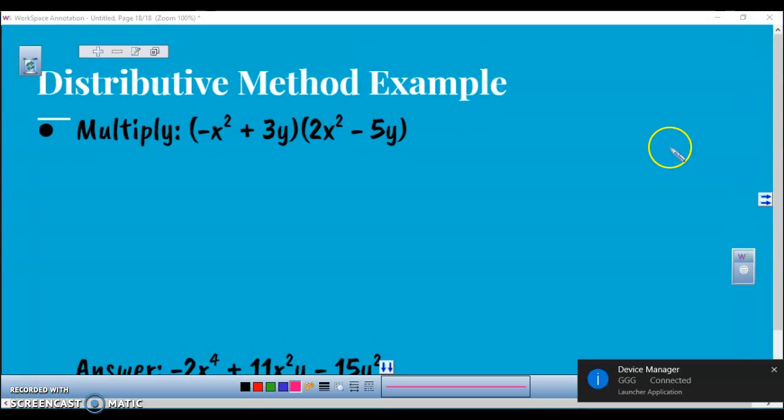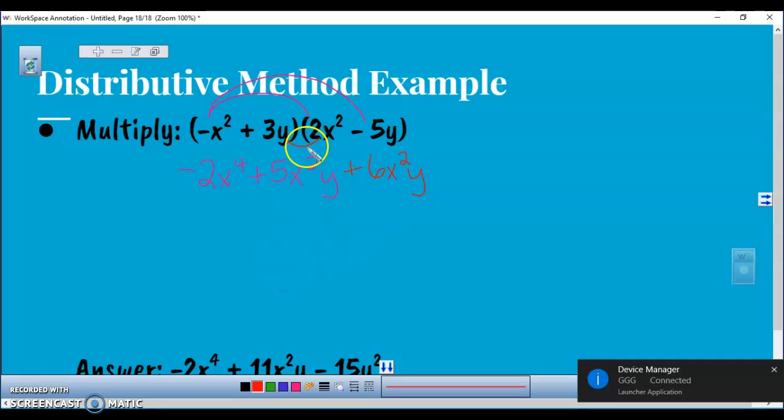So I'm going to distribute these. So this would give me negative x squared times 2x squared would be negative 2x to the 4th. Distribute it again. That would give me positive 5x squared y. I'm done distributing the negative x squared. So I'm going to switch colors. And I'm going to distribute the 3y. So 3y times 2x squared gives me 6x squared y.